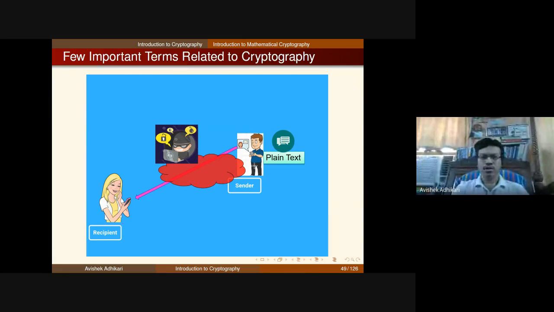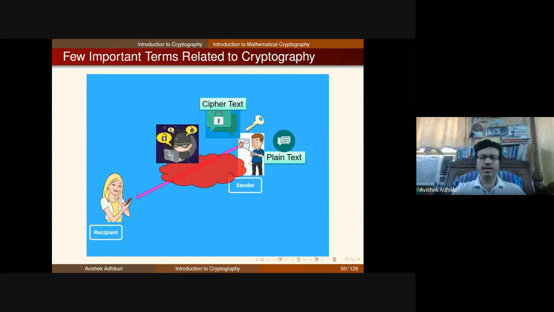So the original message that the boy wants to send to this girl is known as plain text. So now we are within cryptography, and these are cryptographic terms. Plain text is the technical term for the original message that the boy wants to send to the girl. Now, if the boy sends the plain text to this girl over the internet, then this bad guy will come to know the plain text. So that is not wanted by this boy.